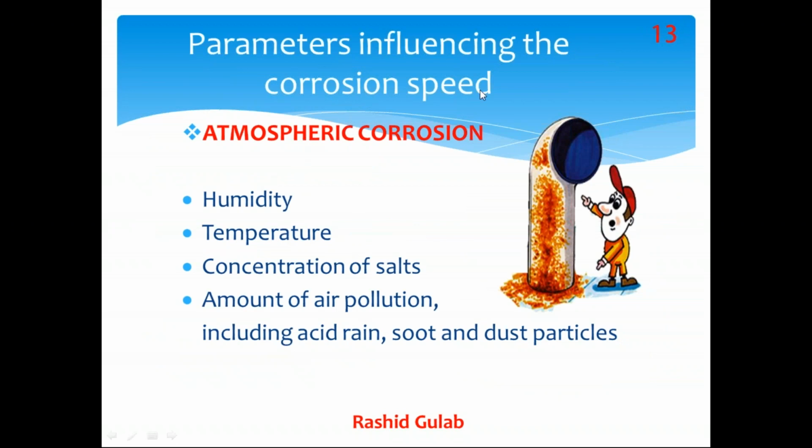The parameters that are influencing the corrosion speed are atmospheric corrosion. These are the things: humidity. If we are in a humid area, this corrosion will be called atmospheric corrosion. It can also be due to the temperature, concentration of salts, amount of air pollution, including acid rains, dust particles, and soot. All these things are the accelerating elements for atmospheric corrosion. Means due to the atmosphere, this corrosion happens.